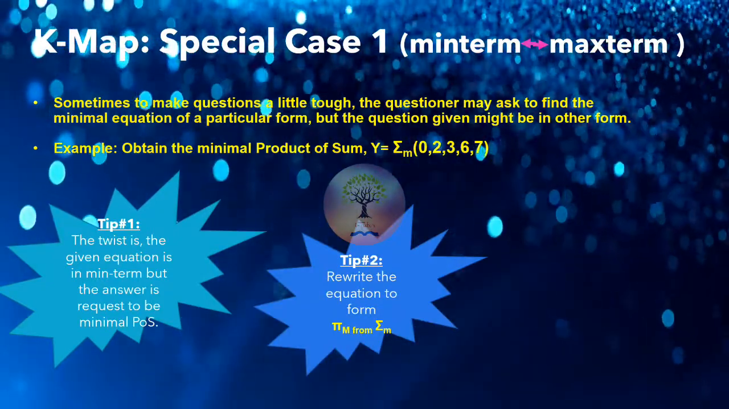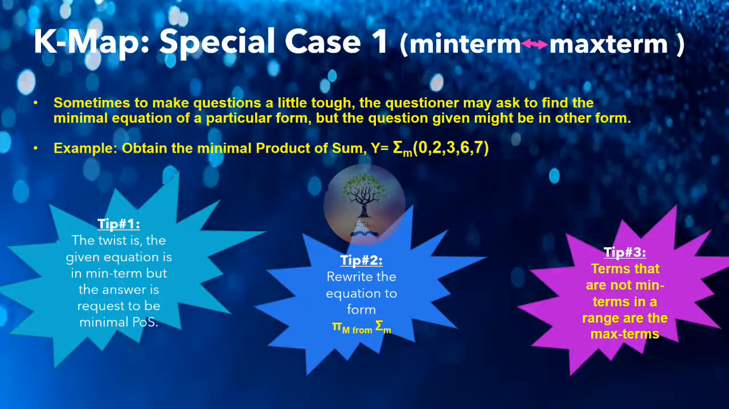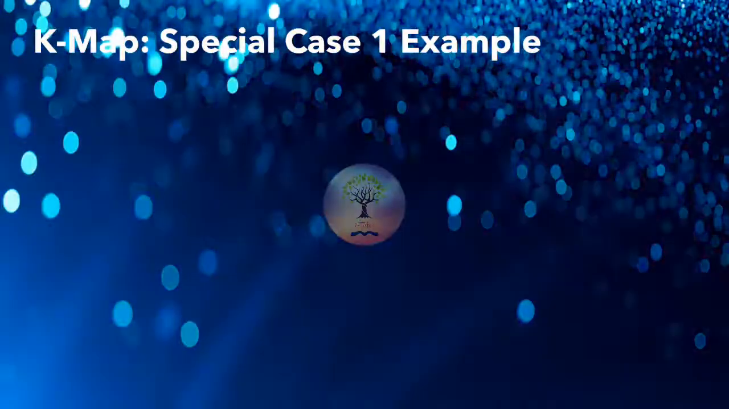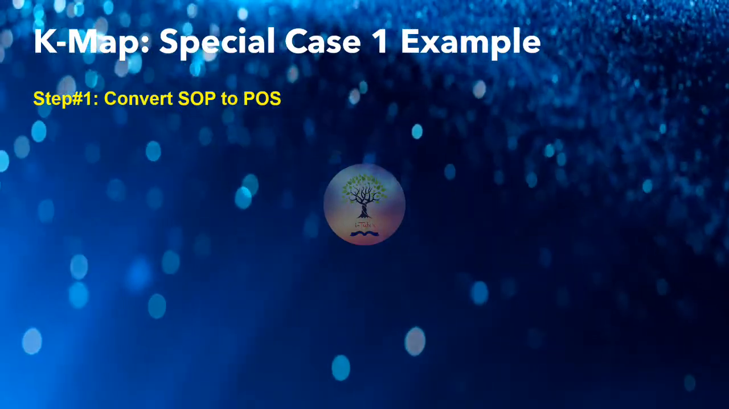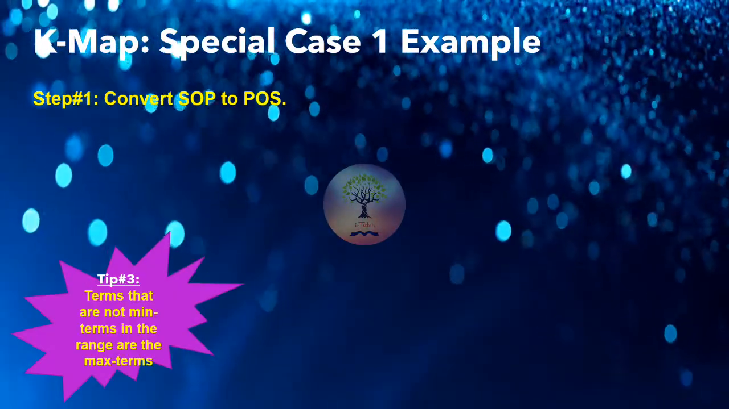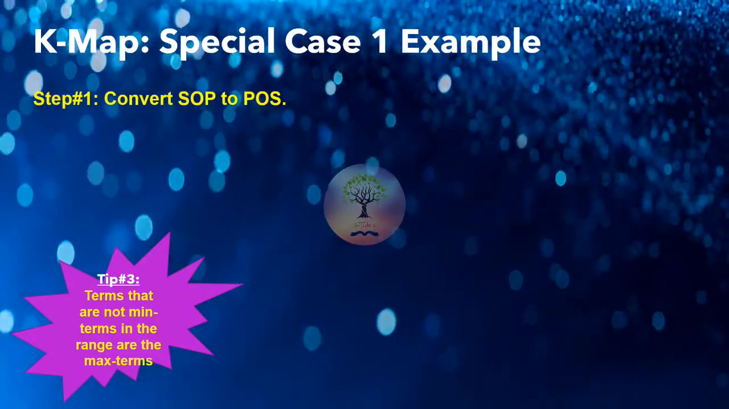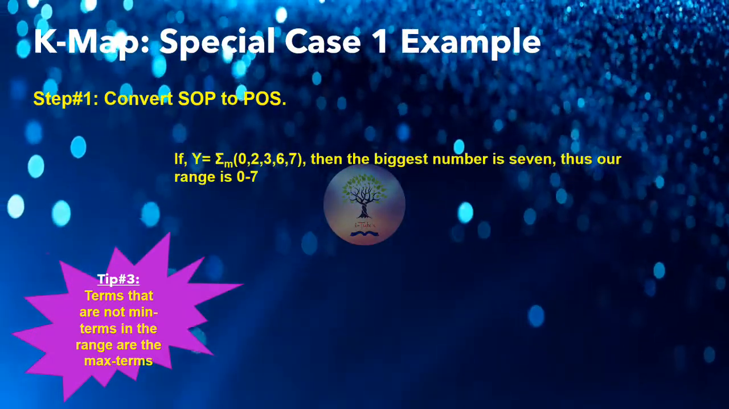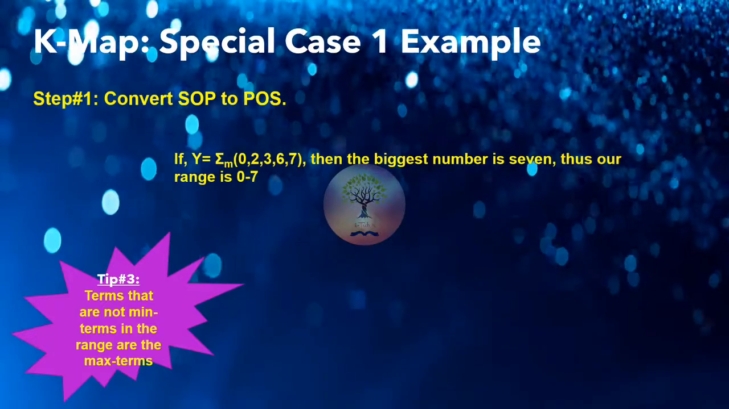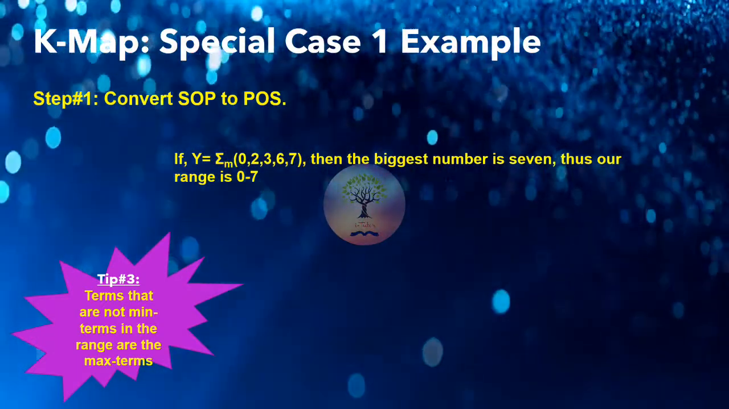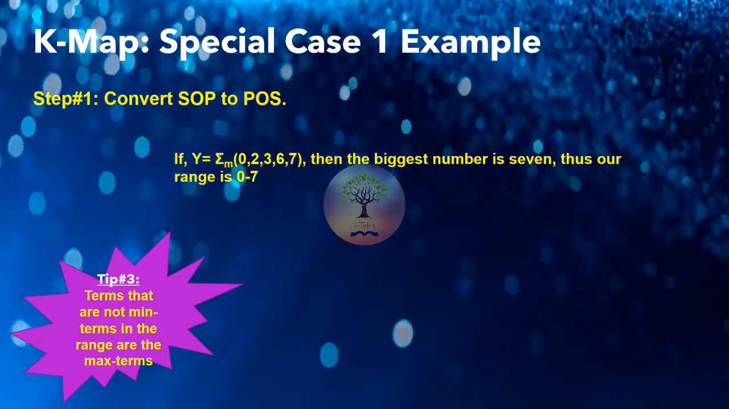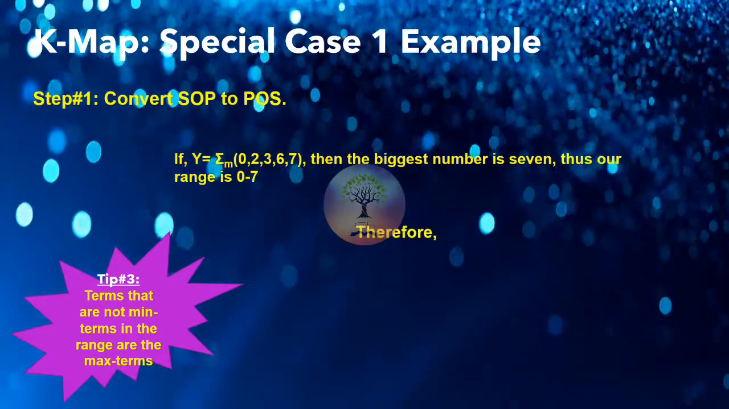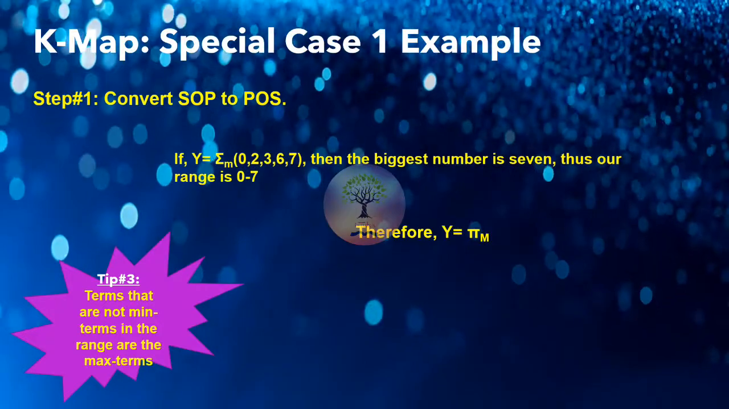In a given range of variables, the variables that are not marked as minterms are the max terms. Step number 1. Convert SOP to POS. If y equals sigma m 0, 2, 3, 6, 7, then the biggest number is 7, thus our range is 0 to 7. Therefore, y equals pi of M, 1, 4, 5. Remaining procedure is the same as solving max terms.